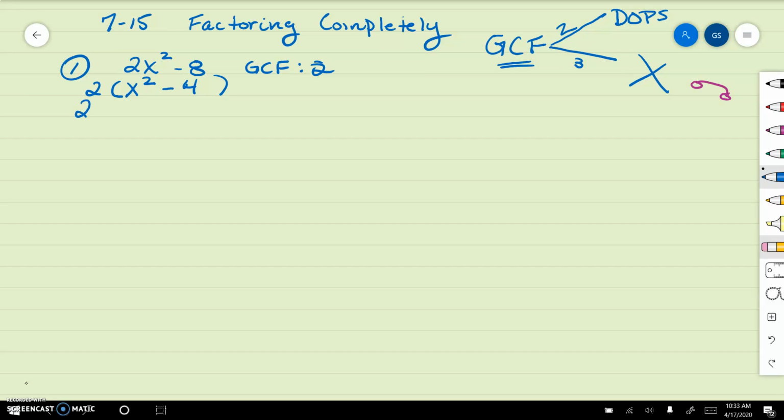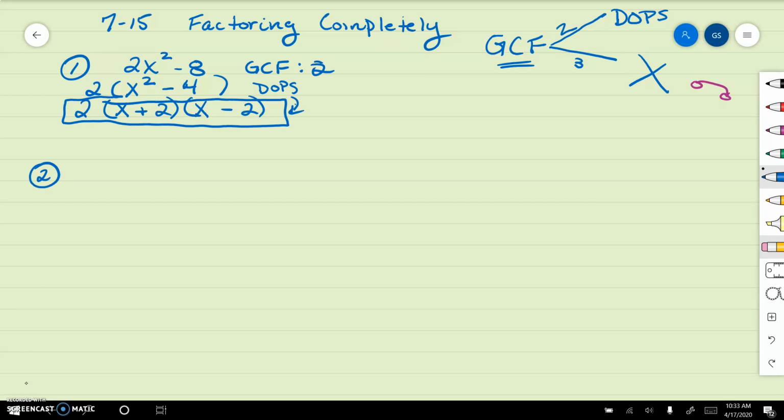First I'm going to bring down the 2. Now, double bubble, difference of perfect squares. You have an x and an x in the front, and then 2 times 2 is 4 with a plus and a minus here. Okay, that's it. You box it. So you see we did GCF, and then here we did DOPS to get the final answer. Okay? All right, let me show you another one.